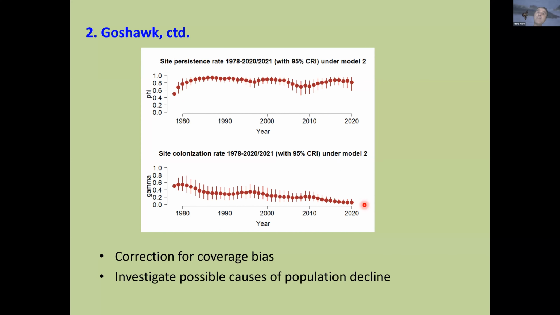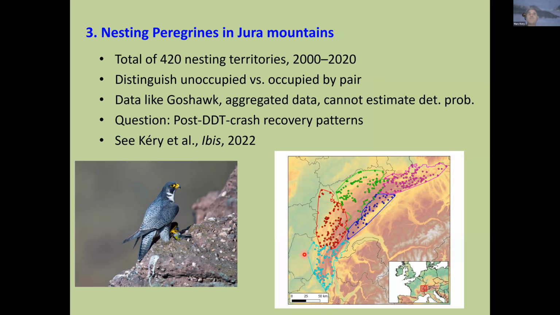So what this shows, again, is that we can use these occupancy models to correct for coverage bias. And importantly, we can investigate possible causes of such a population decline. Very interesting, I find. This is an example which we just published in Ibis, and because I'm always a little bit short on time here, I'm going to crash over it a little bit.